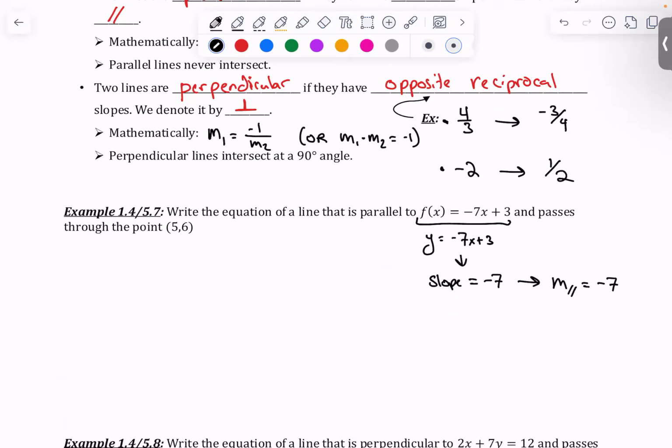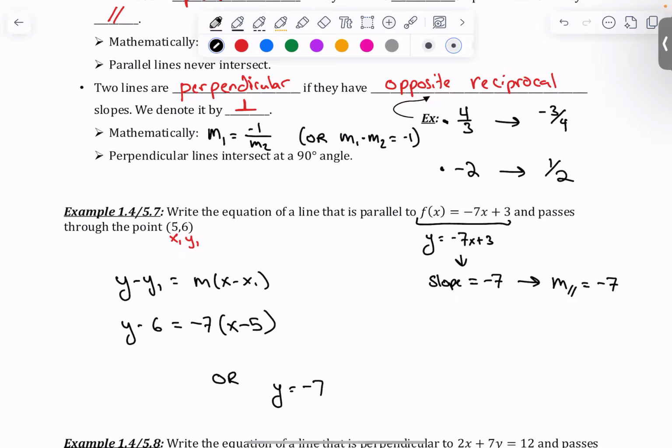So we have a slope, we have a point. We'll call this the point x sub 1, y sub 1. So we know exactly everything that we need. y minus y sub 1 is equal to m times x minus x sub 1. So that's going to be y minus 6 is equal to -7 times x minus 5. Or if we really want to, y is equal to -7x plus 35 plus 6. So y equals -7x plus 41. Either way.